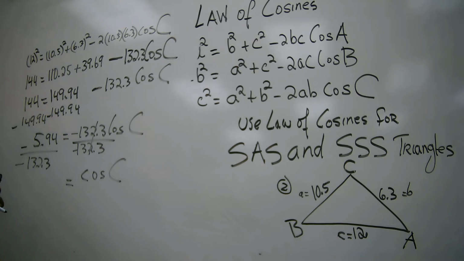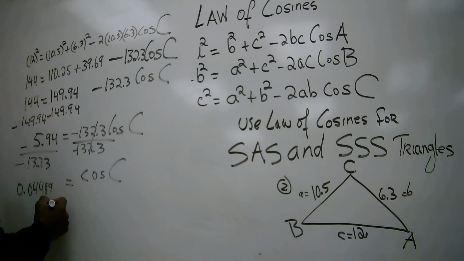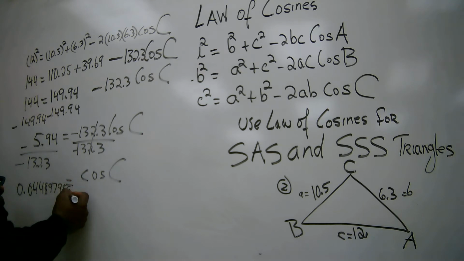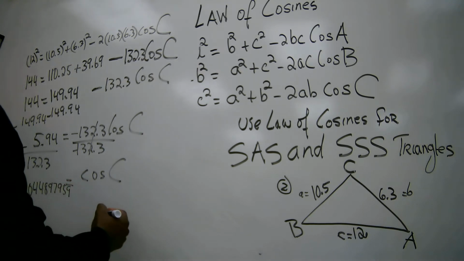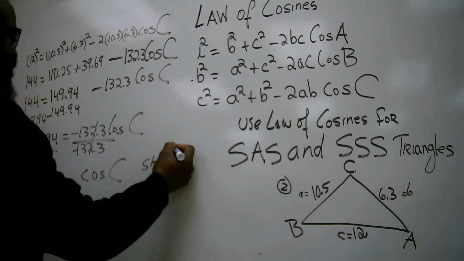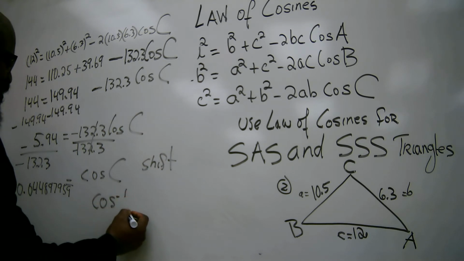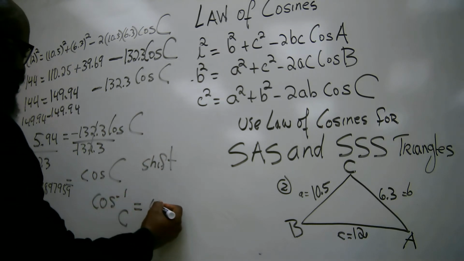Divide by 132.3. But negative, that's going to become positive 0.04489, right, 7959. Then I'm going to do inverse cosine. So to do that, you're going to press shift. You press shift cosine. It's going to change to that. And you enter this number in your calculator.